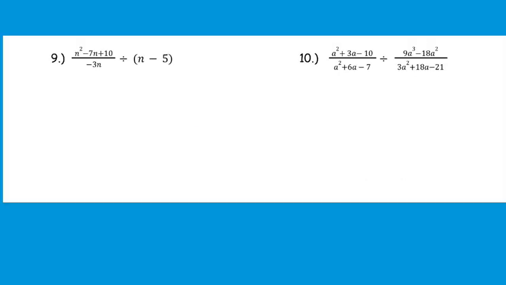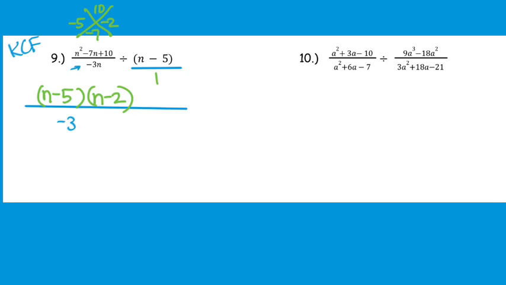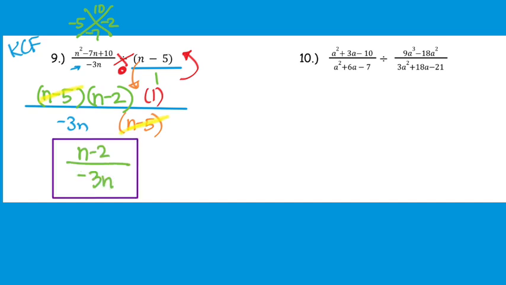Number 9 is a division problem with fractions, which we use our keep, change, flip. I keep the first fraction, but I factor it. And I change to multiplication, and I flip the second. Finding the n minus 5 is reducible, and I multiply straight across to see what's left over.